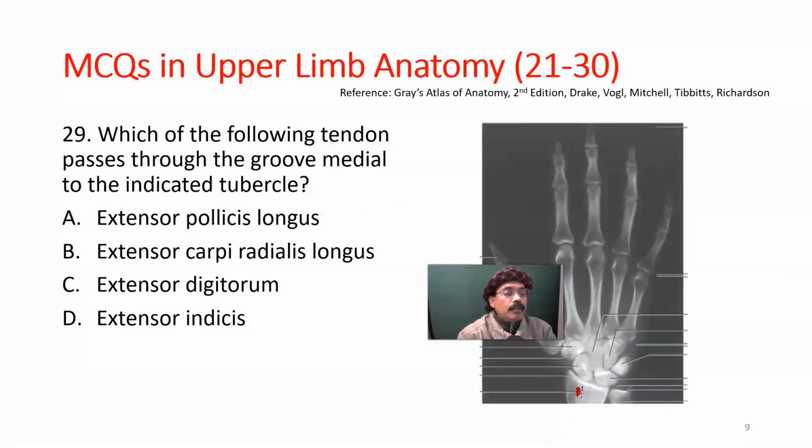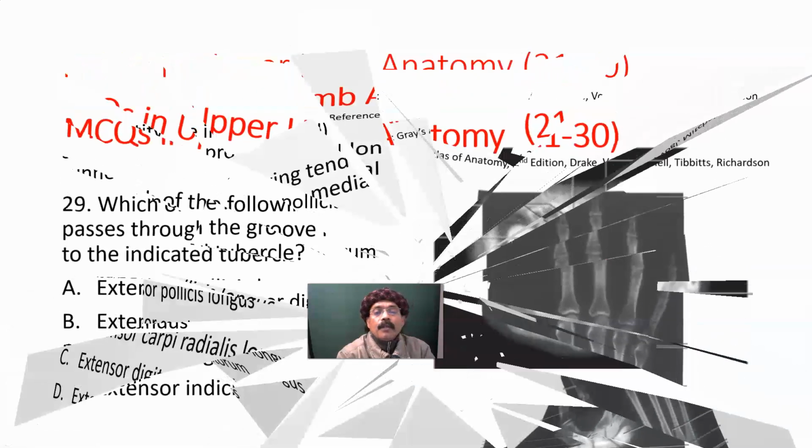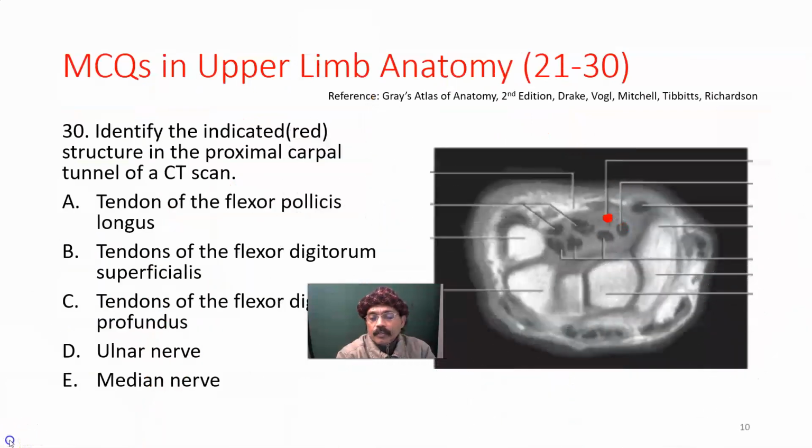Okay, so here we'll find out which of the following tendons passes through the groove medial to the indicated tubercle. The tubercle is this, and this is the groove here. Okay, so what is that tendon? This tendon goes along this way and it goes up to the base of the distal phalanx of the thumb.